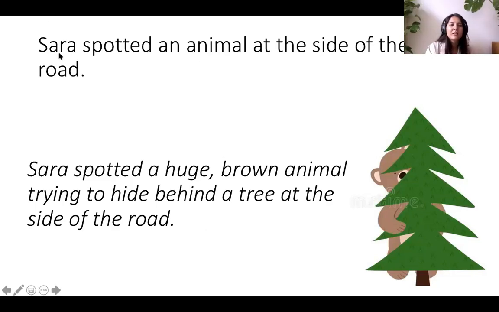But when we read this one, "Sarah spotted an animal." Well, what kind of animal? Is it a frog? Was it small? Was it big like a moose? Was it gray like an elephant? It's so vague that it's too hard to paint a picture. Whereas when you say, "Sarah spotted a huge brown animal trying to hide behind a tree at the side of the road," it helps you paint a picture. Maybe it's a bear. Maybe it could be a deer. Who knows? But at least we can paint that picture in our head.